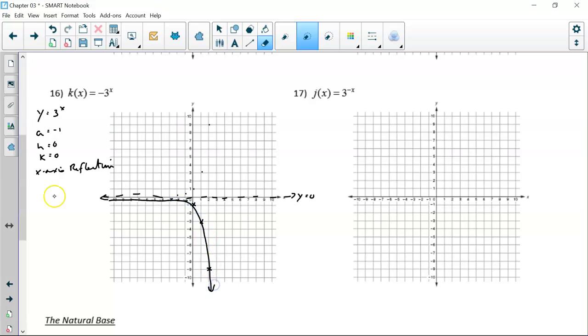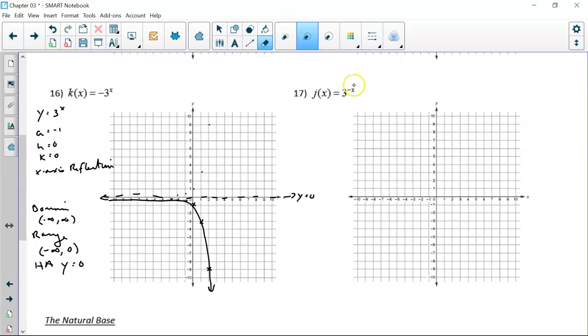Here's our graph. So our domain is still negative infinity to positive infinity. Our range now, it's going down. It's going from negative infinity up to 0 with parentheses, and our horizontal asymptote, y equals 0.